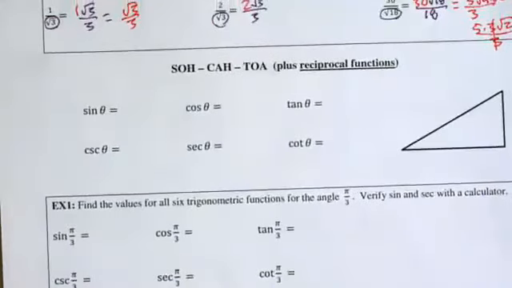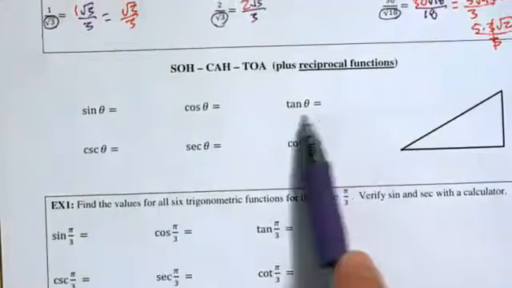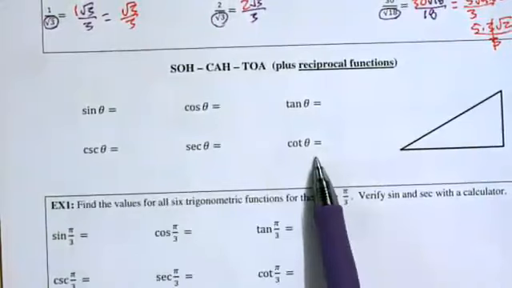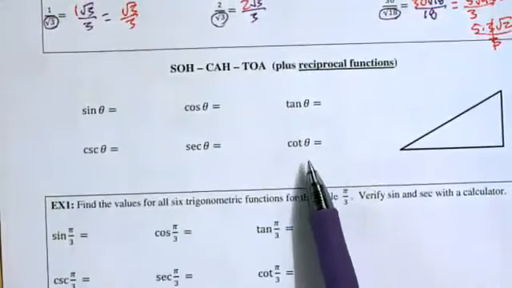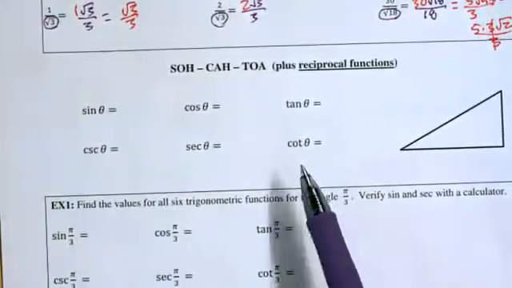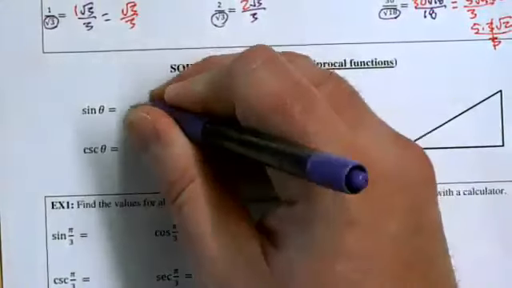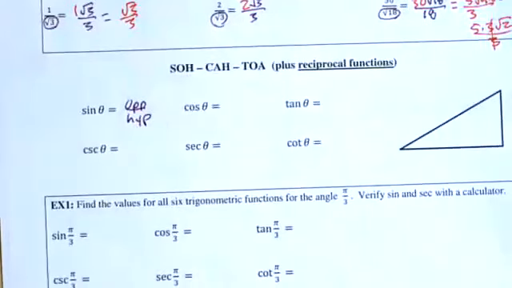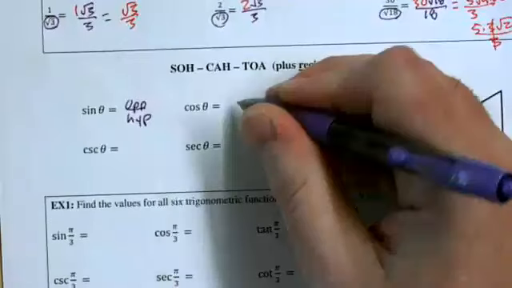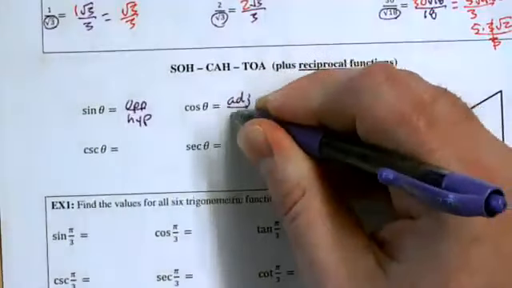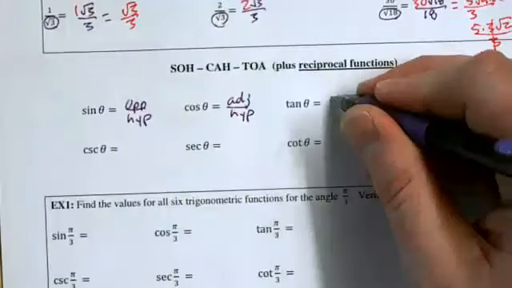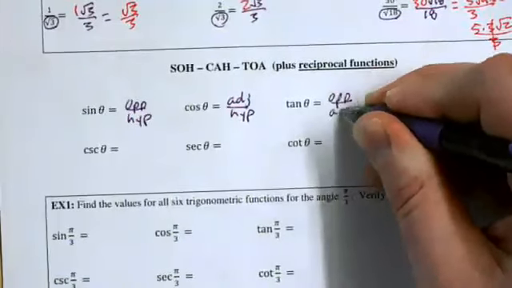SOHCAHTOA. So those are our 3 primary trig functions, and then we call these the reciprocal trig functions. You guys remember why we call them that? Because they're just the reciprocal of the other ones. So sine, you know, is opposite over hypotenuse. Let's go ahead and write this down. And cosine is adjacent over hypotenuse. And tangent is opposite over adjacent.